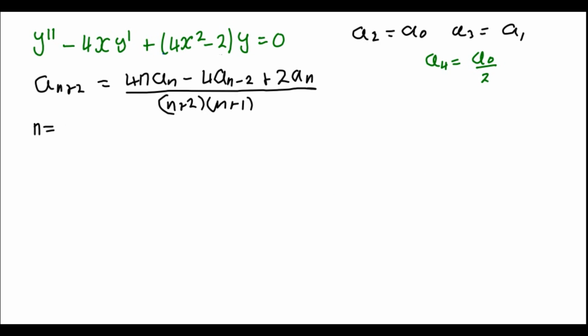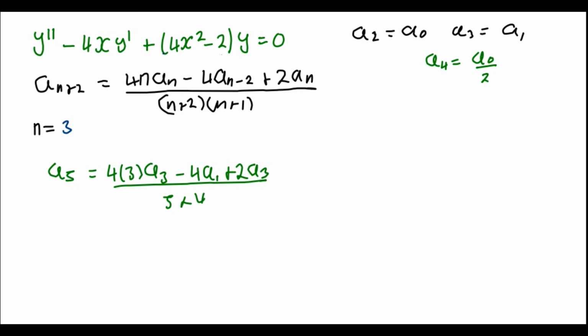Okay, I'll put 2 there like that. Actually, is this now going to be a 3? So now, if you plug in 3 there, your a sub 5 will be equal to 4 multiplied by 3, then a sub 3 minus 4 a sub 1. Why am I getting the 1? I'm just saying 3 minus 2 to give me a 1, plus 2 a sub 3, divided by 3 plus 5 plus 2, that would be 5 multiplied by 4, that's for the denominator here.